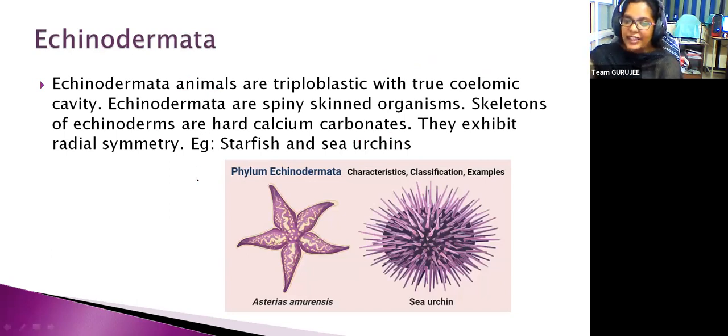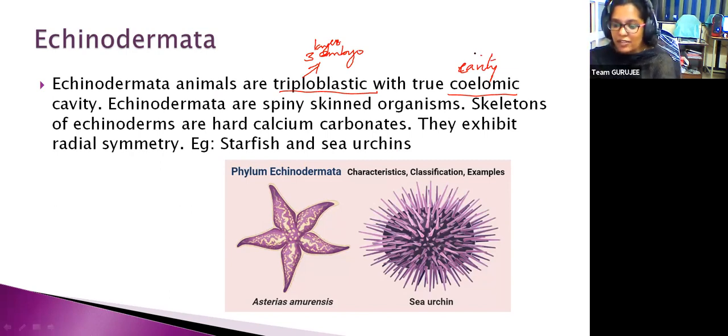The next group is Echinodermata. Echinodermata are triploblastic. What is triploblastic? Tri means 3, blastic means embryo: 3 layers of embryo. With a true coelom. Coelom means cavity, so it has a cavity. Example: see the picture, starfish and sea urchin. So these belong to the group Echinodermata.